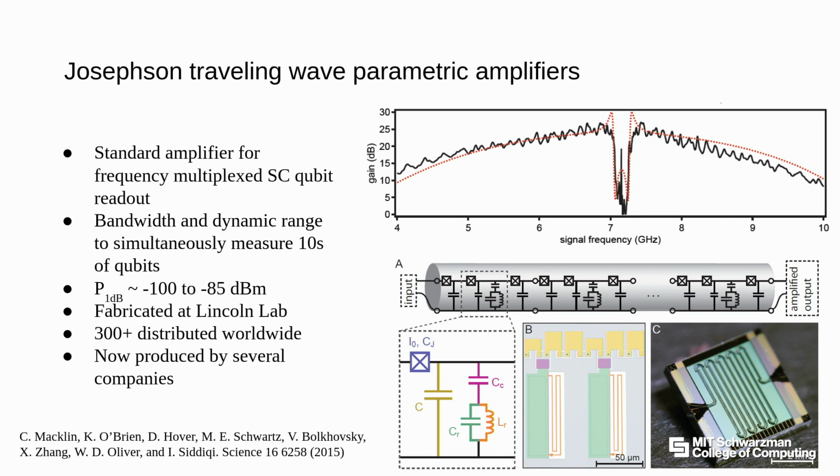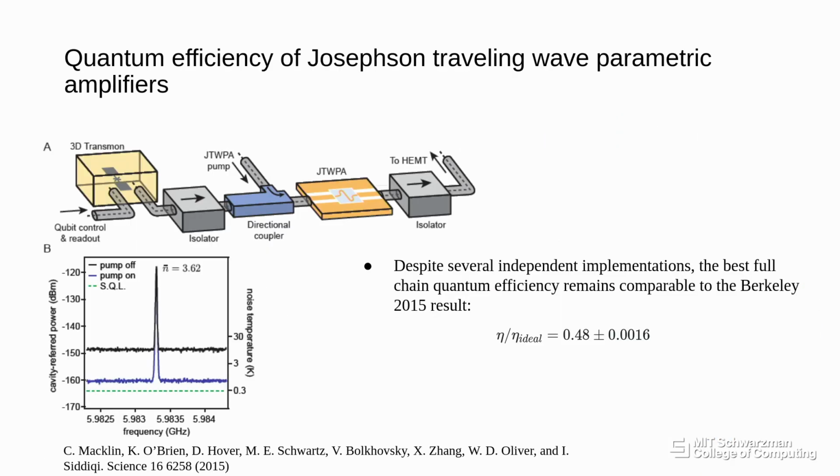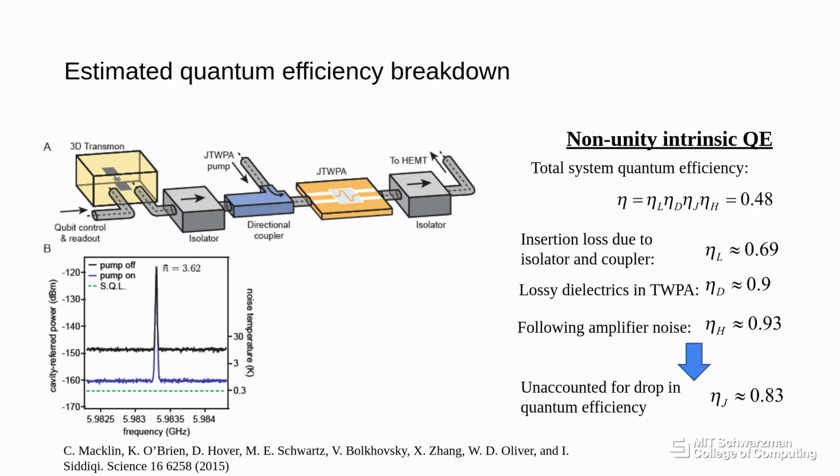Here's an example of the gain as a function of frequency, showing very broadband performance. If we look at the noise performance, I won't go into the details of how this is measured, but it has about half the ideal noise performance. It would be really great if these had quantum limited noise performance, because that can lead to obtaining all the information from the qubit and faster measurements. If we break down the quantum efficiency budget, we find that some of the quantum efficiency is actually unaccounted for, and some is related to things like lossy dielectrics, which can be improved with better fabrication and engineering.